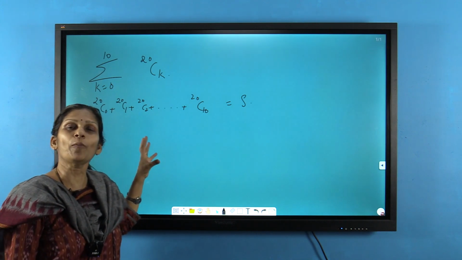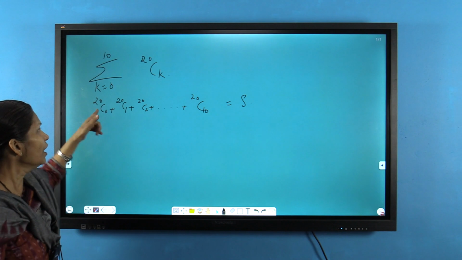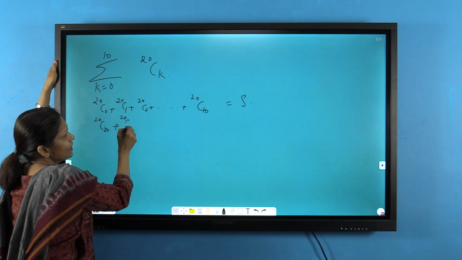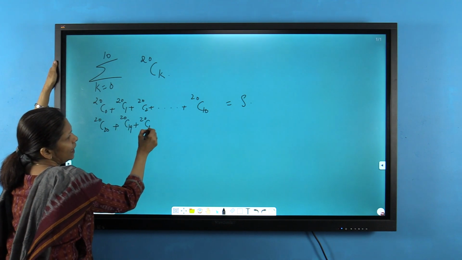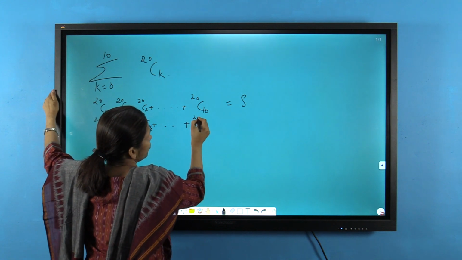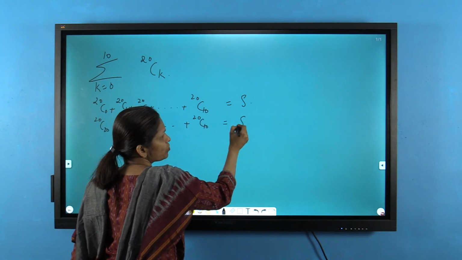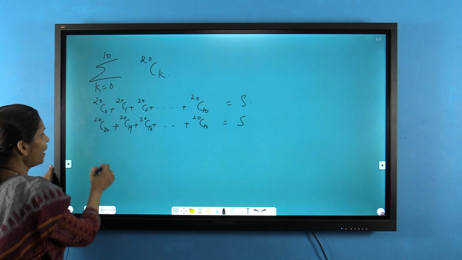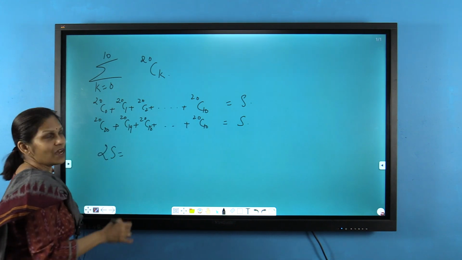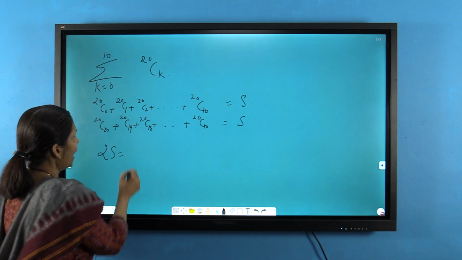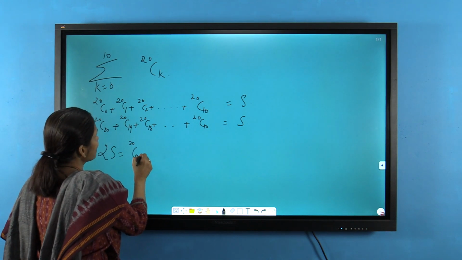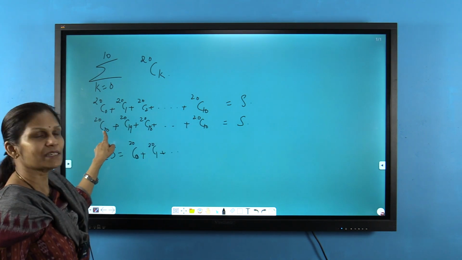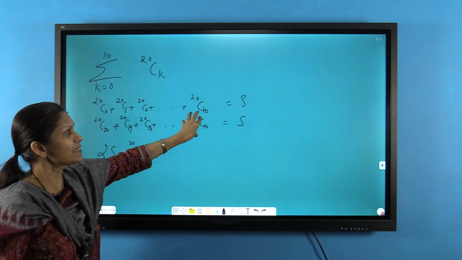Now, I make use of the property nCr is nC(n minus r). So, 20C0 is the same as 20C20 plus 20C19 plus 20C18 plus etc. This would be 20C10. That is also equal to your S. Okay, if I add these two, what would my right hand side be? It would be 2S. What is my left hand side? I would have all terms from 20C0, 20C1 plus etc. 10 is being repeated, but let's ignore that.